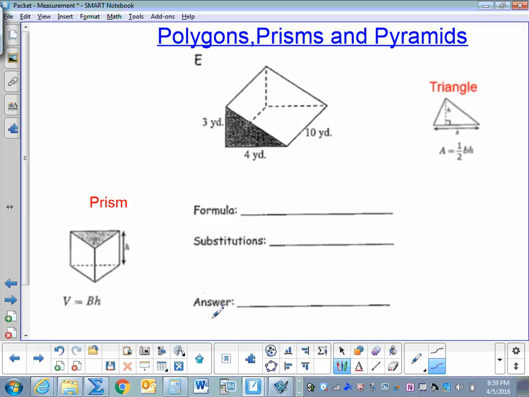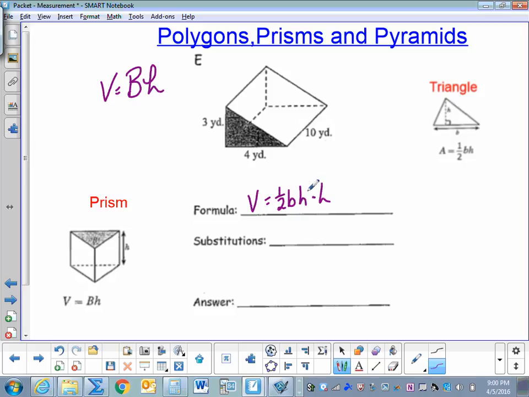All right, let's try E. So we can see this as a prism. And the base, the polygon that's the base, is a triangle. So the volume is equal to the area of the base times the height. Well, the area of the base is a triangle, so it's going to be 1/2. So the volume is equal to 1/2 base times height, the little b, and then times height again.